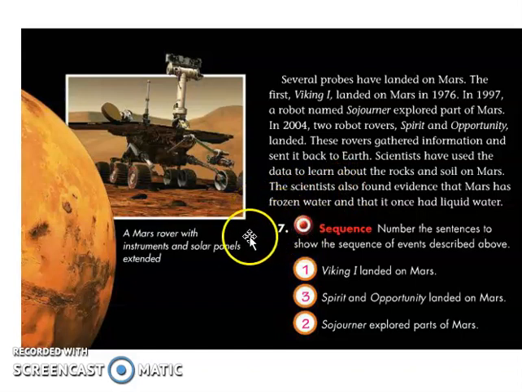Okay, what are examples of objects that the rovers are gathering? They are gathering the type of soil, the type of rock. At the same time, they are also researching the type of gases that are present in the planet. Okay, so let's write the sequence here. The first probe that landed on Mars is Viking. The second is the Sojourner. And then the last are the Spirit and the Opportunity.